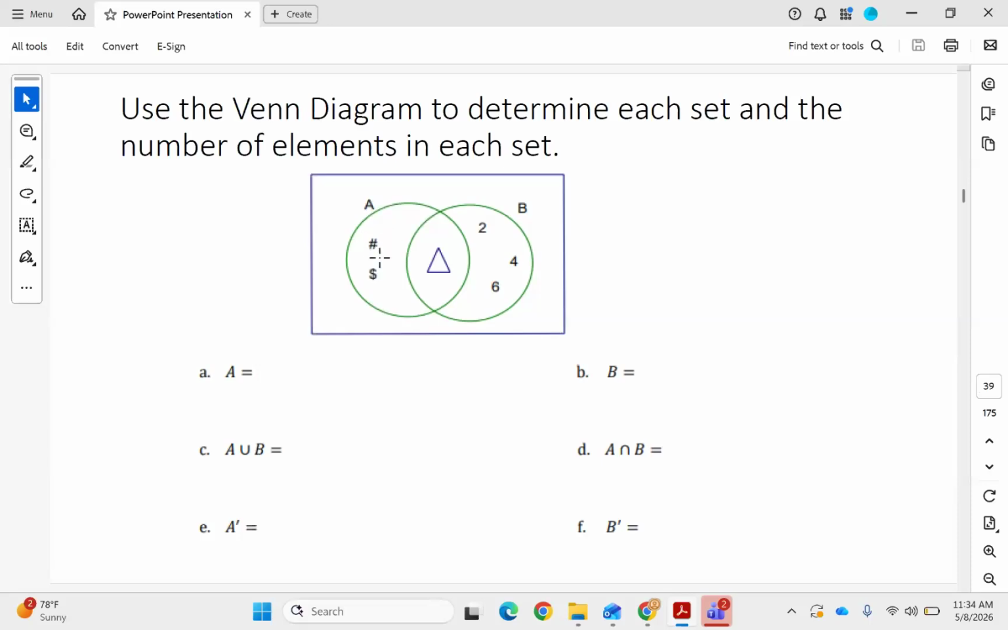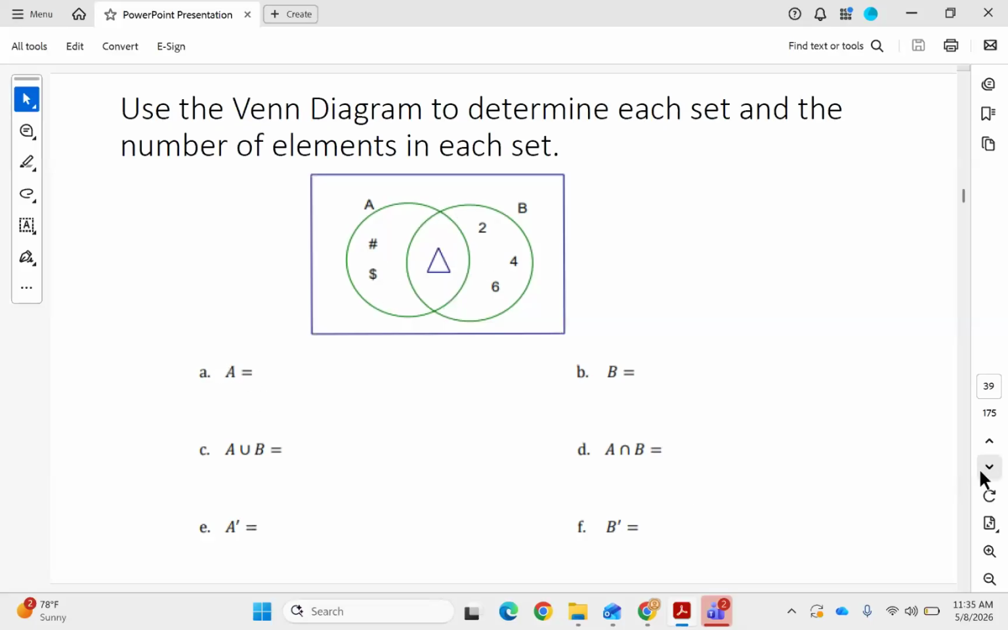So it has each of these symbols, the dollar symbol, I always forget that one. The pound symbol, I think, is called triangle. And then B has actually everything that is inside of it. So 2, 4, 6, and triangle. So one can say B has 4 elements, 4 objects, and A has 3. And notice that we put the triangle in the middle because it's on both of them.